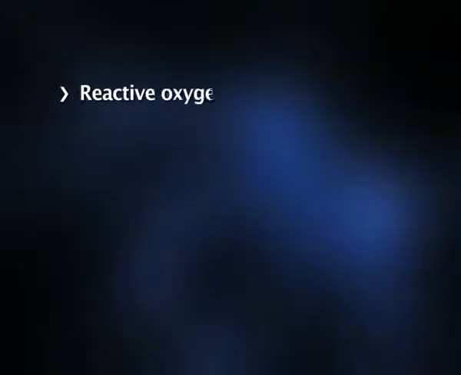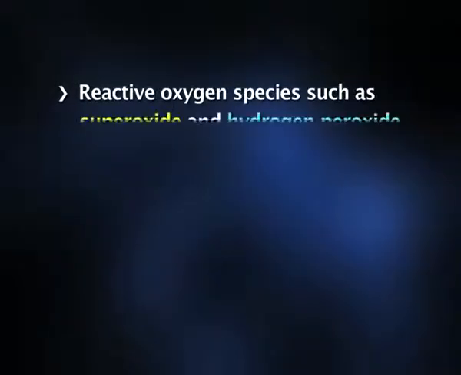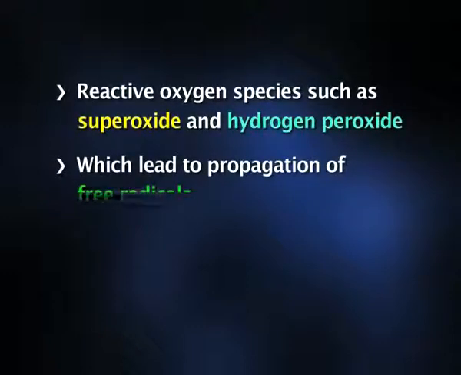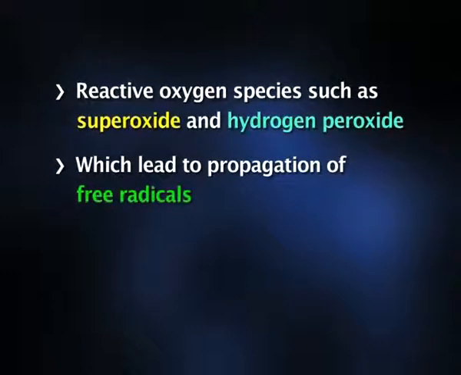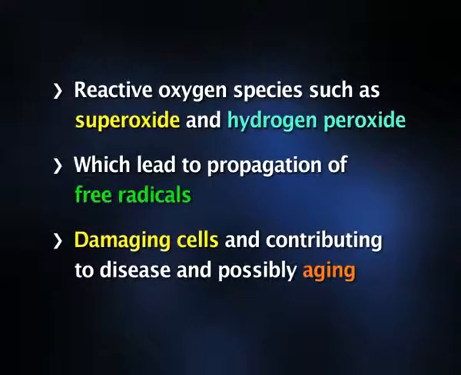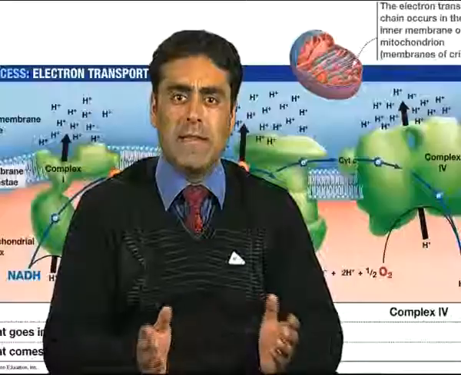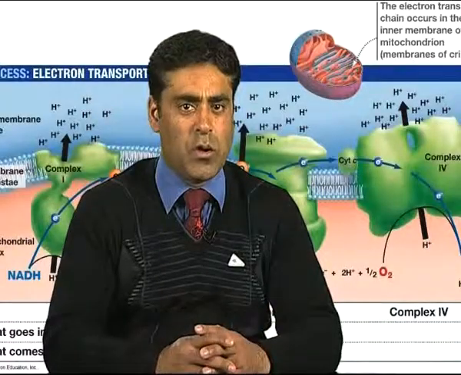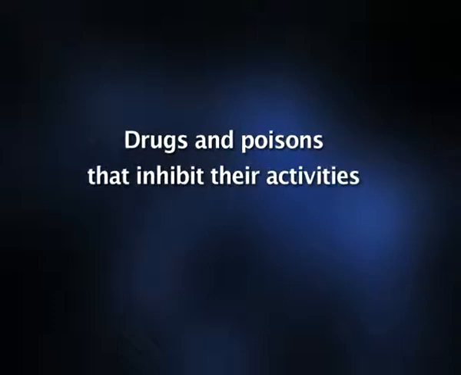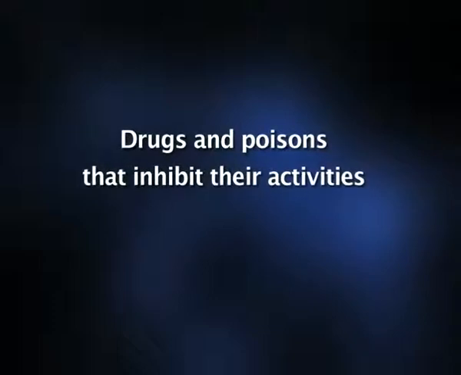Although oxidative phosphorylation is a vital part of metabolism, it produces reactive oxygen species such as superoxide and hydrogen peroxide, which leads to propagation of free radicals, damaging cells and contributing to disease and possibly aging. The enzymes carrying out this metabolic pathway are also the target of many drugs and poisons that inhibit their activities.